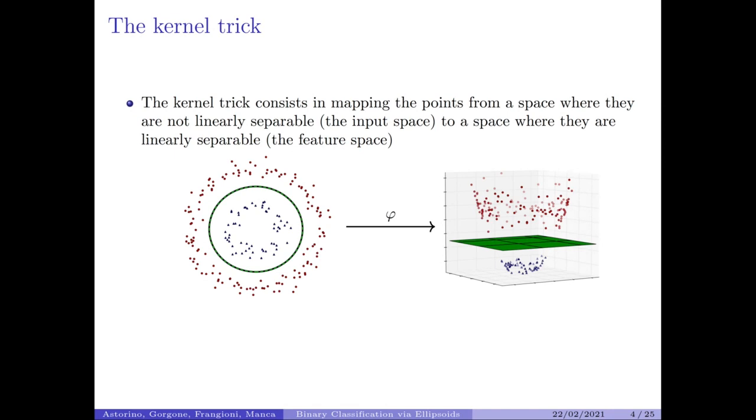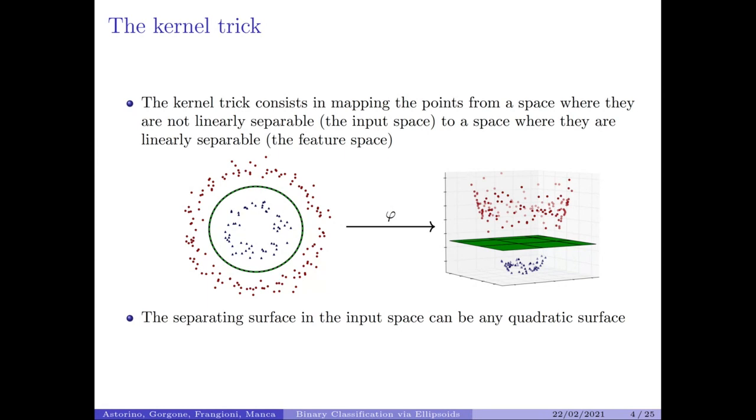And in the case where the map phi is the quadratic kernel map, we have that the preimage of the separating hyperplane in the feature space is a quadratic surface. But as it is, we don't have any condition on the surface, and so it can be any quadratic surface, so paraboloid, ellipsoid, or hyperboloid.